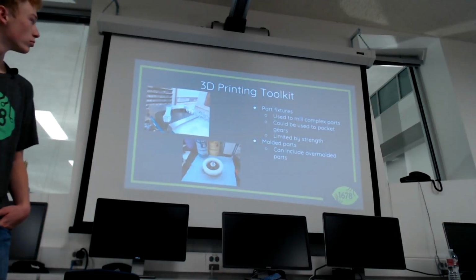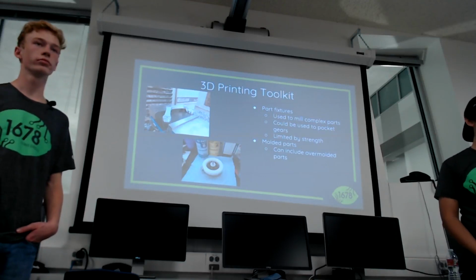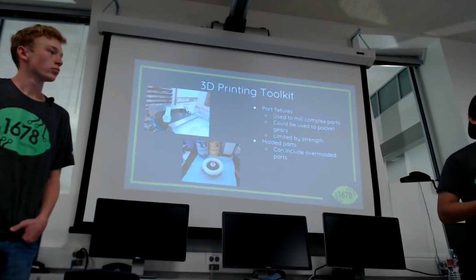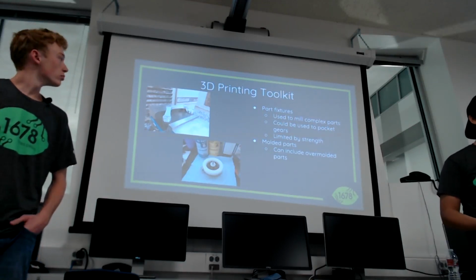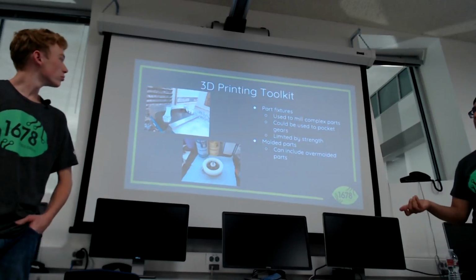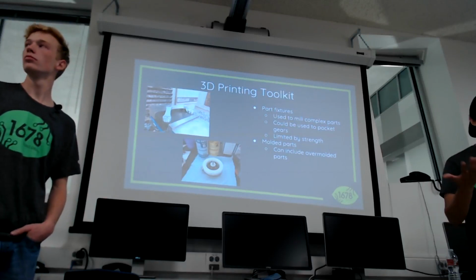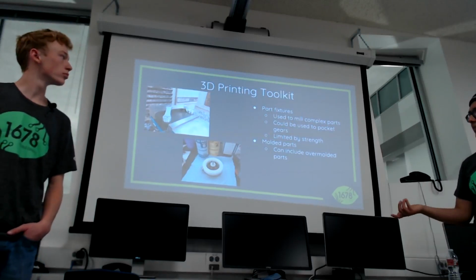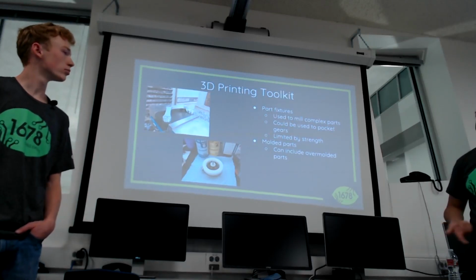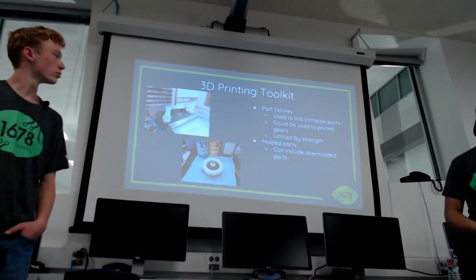So there's some other things you can do. Part fixtures. If you're going to machine a part repeatedly, and you know that, you can actually make fixtures that make it easier to put into whatever mill or lathe you're using. And then, yeah, that ends up saving a lot of time and a lot of stress.